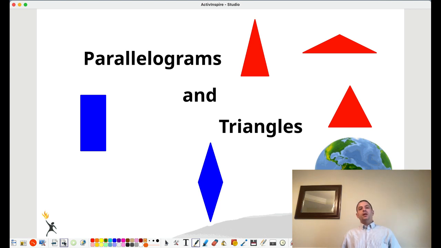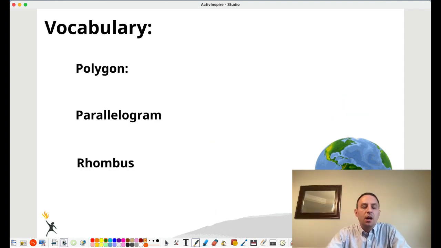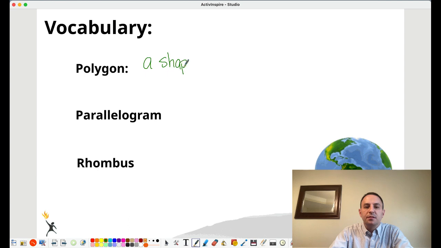All right, so today we're going to talk about how to find the area of parallelograms and triangles. First, we're going to go over some vocabulary. Let's think our way through this vocabulary. The first thing we've got to find out is what a polygon is. When we talk about a polygon, it's a shape. Now, a polygon and a shape are two different things.